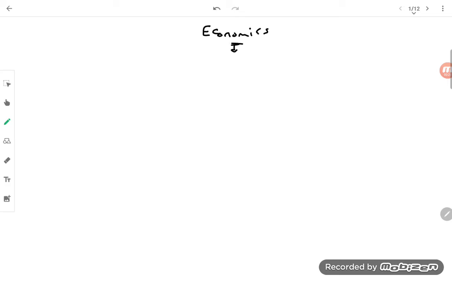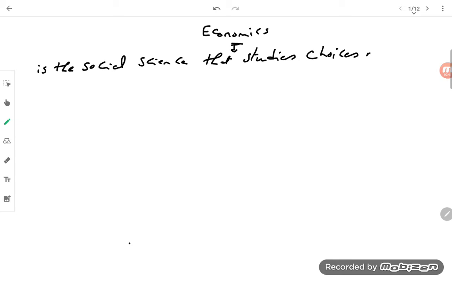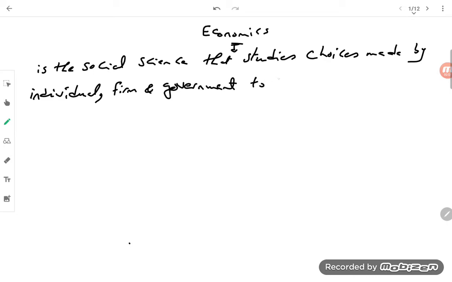Economics is the social science that studies choices made by individual, firm, and government to cope with the scarcity.